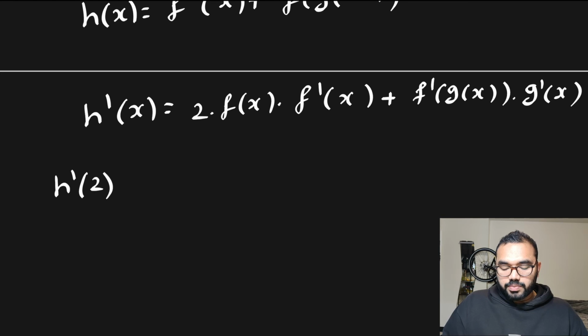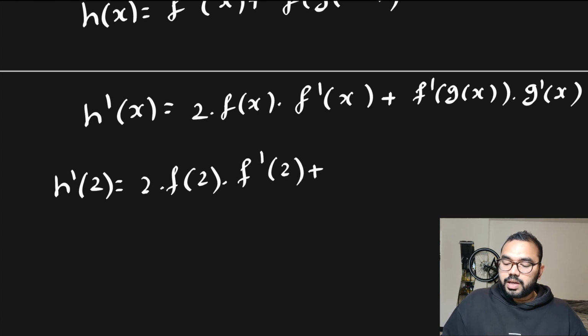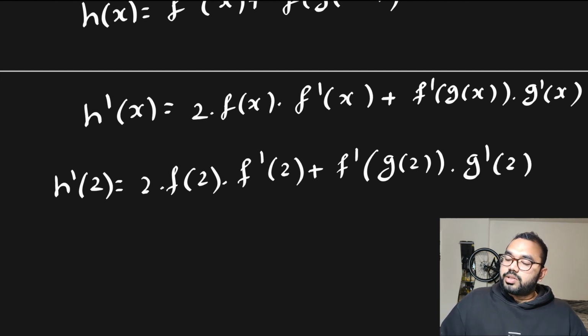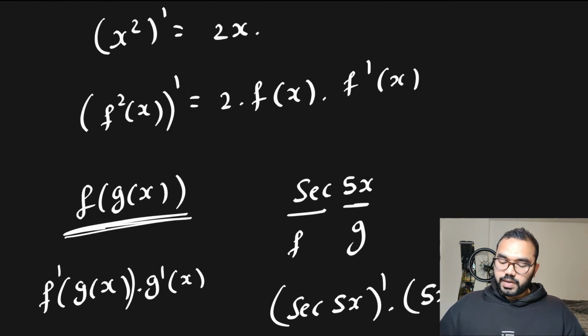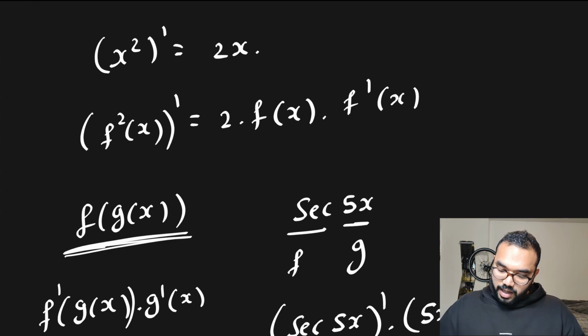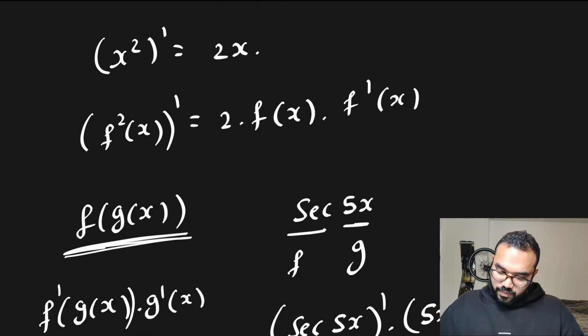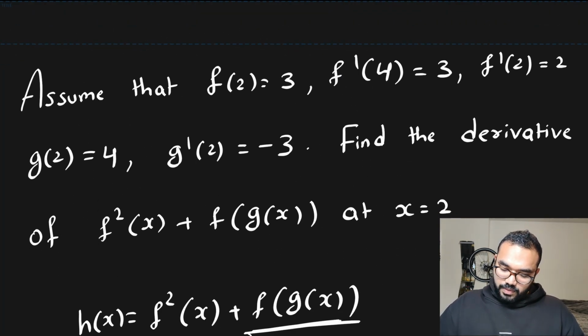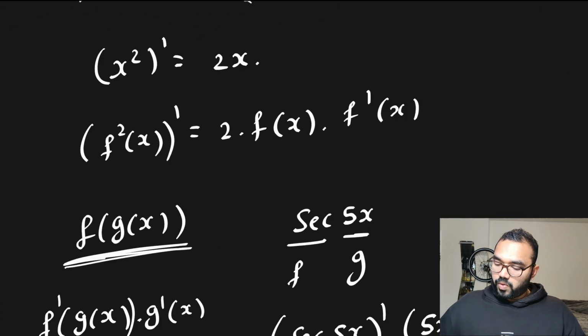So h prime of 2 is 2 times f of 2 times f prime of 2 plus f prime of g of 2 times g prime of 2. Let's see if we have all the values in the given problem. We have the f of 2 value. F of 2 is 3 and f prime of 4 is 3.